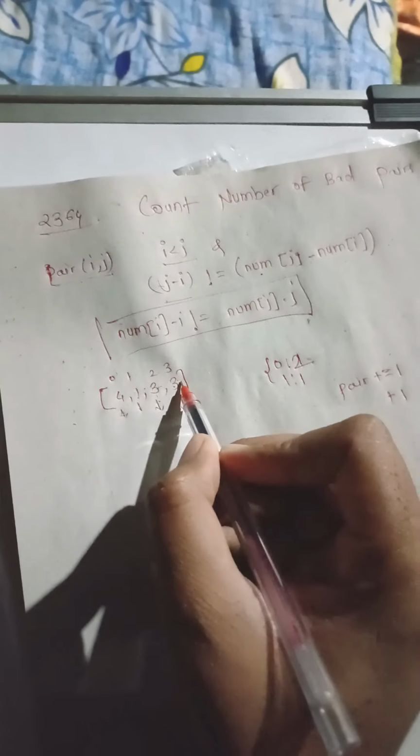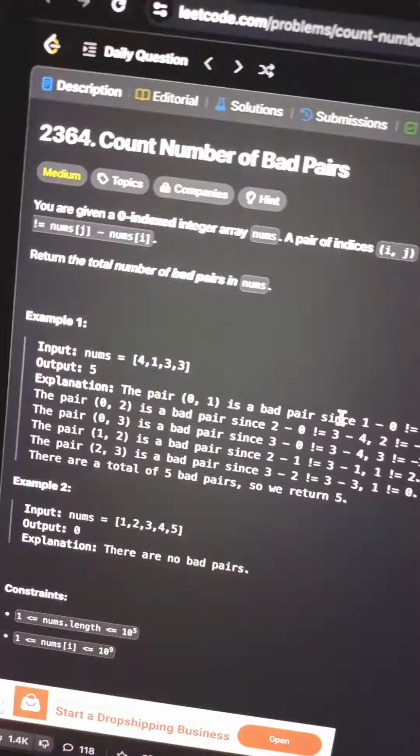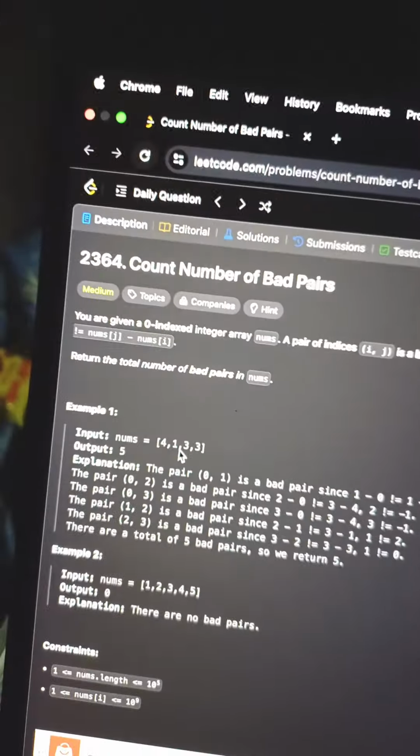I come here, 4 minus 0 is 4, so I can form pairs with the other elements, but I will check whether any element has a difference of 4. No, there is no such element, so I can form 3 pairs because 3 elements are there, so 1 plus 3. For this, the output will be 5. So this was the first test case given here, and this was all for it.